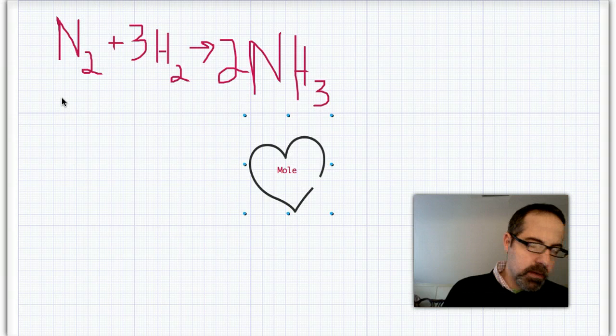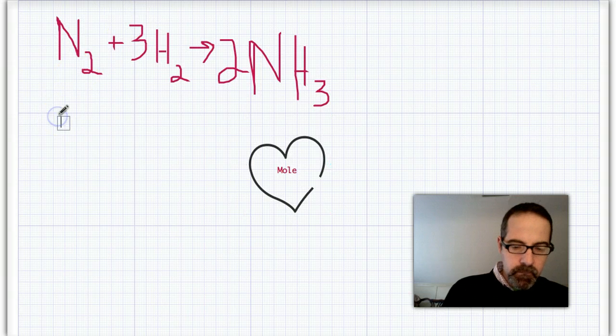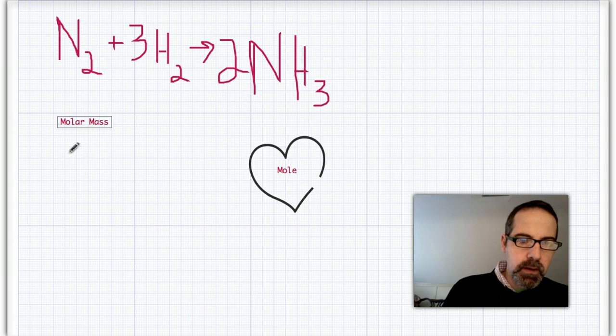chemical units, we need to begin to think about working in lab units, so mass, volume, things like that. We're going to start with mass and show how you can work with masses and say, for example, given a certain mass of nitrogen gas, how much ammonia would you make? Okay, so the concept that we need is molar mass. And that's simply the mass of 1 mole of a given substance.